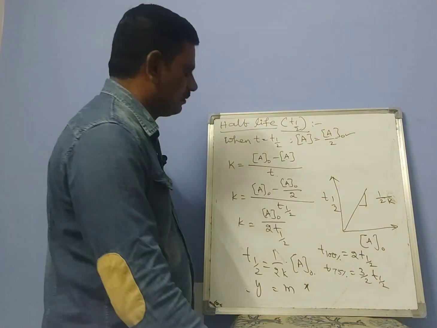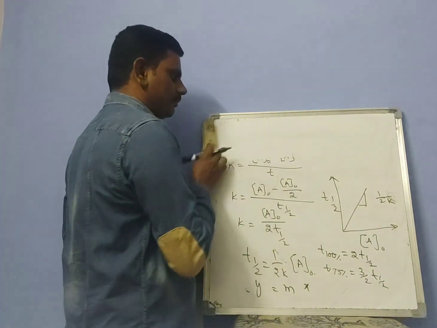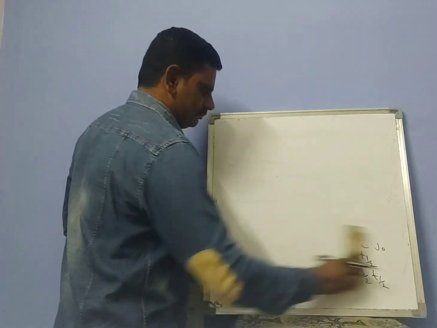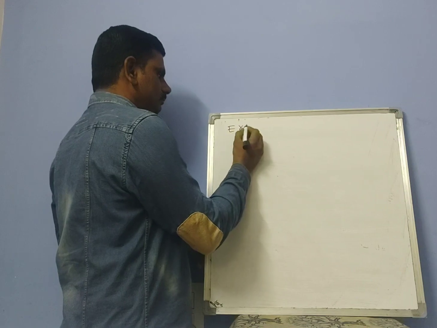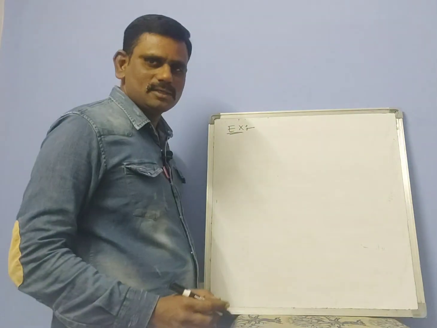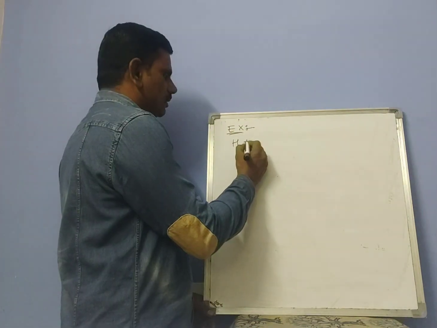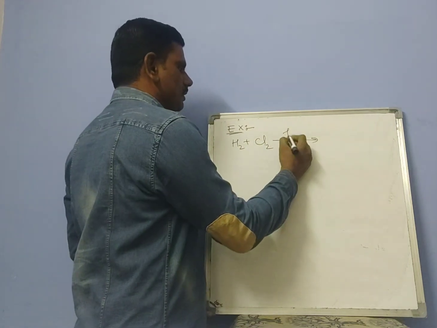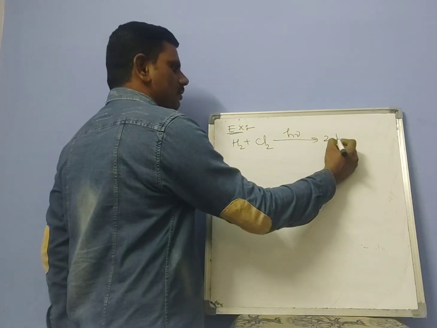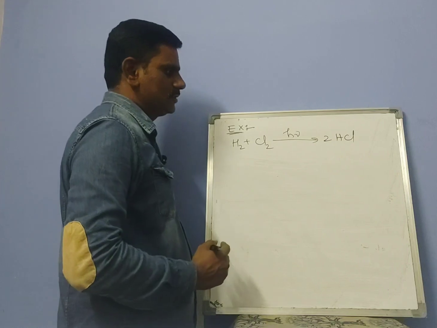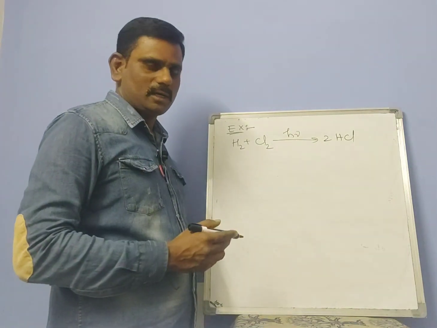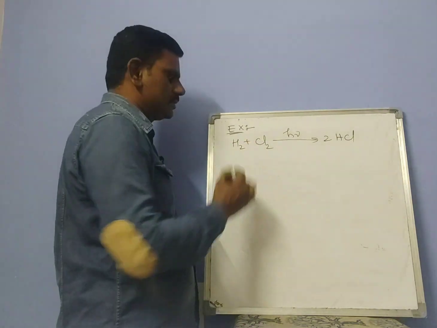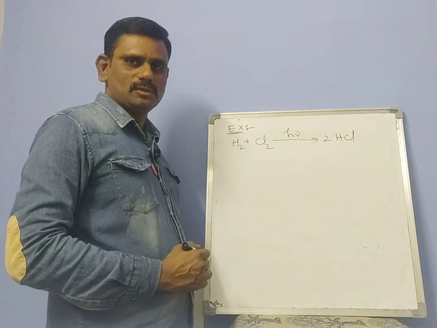Next, examples of zero order reaction. The photochemical reaction, like hydrogen and chlorine gases combined together in the presence of light to form 2 moles of HCl. It is a photochemical reaction. It belongs to zero order reaction, meaning the rate of reaction does not depend on the concentration of hydrogen and chlorine.